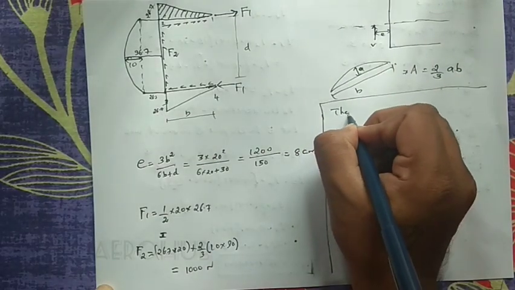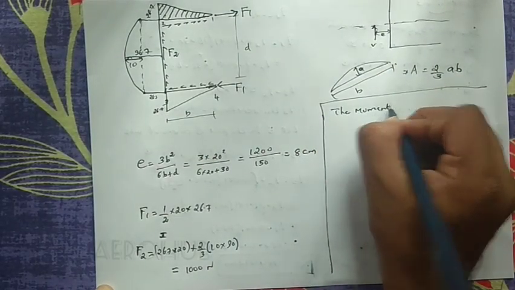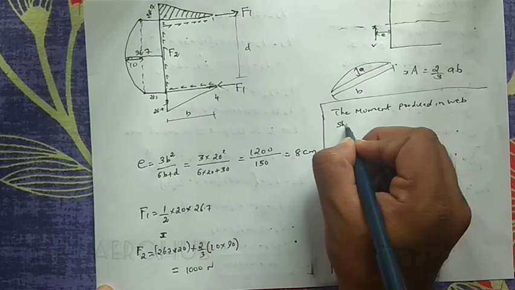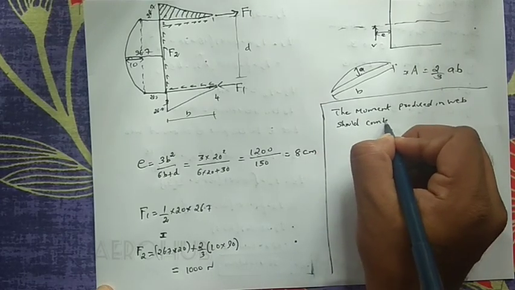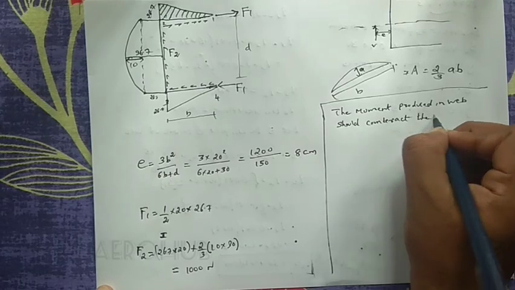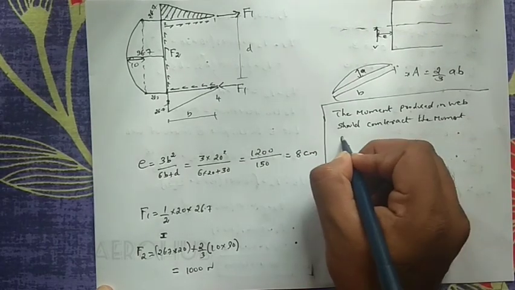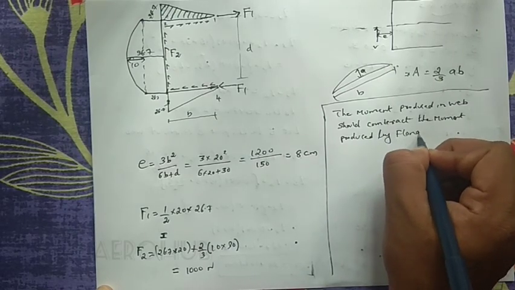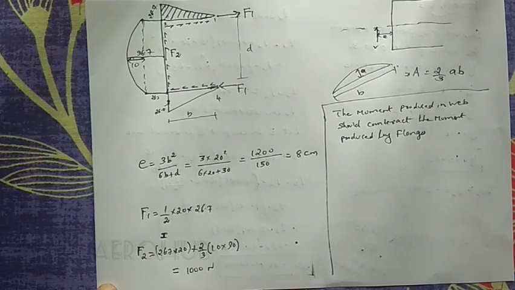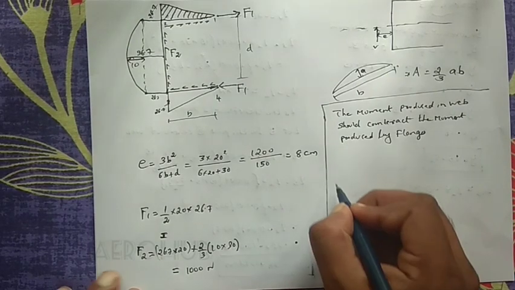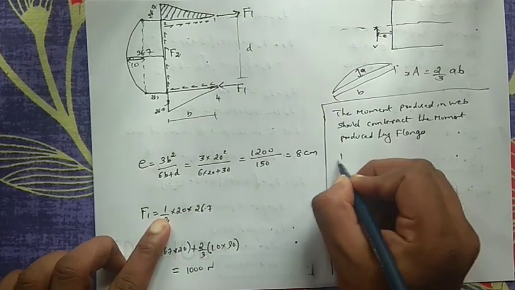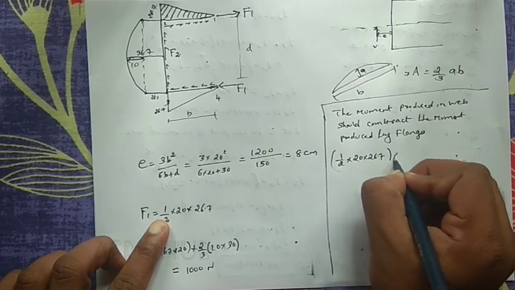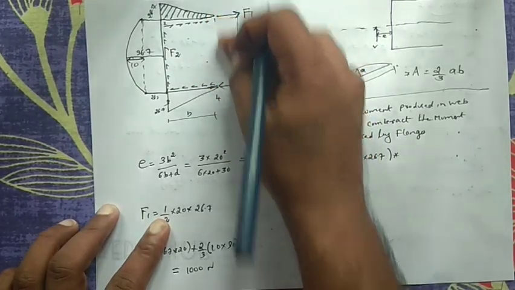The moment produced in web should counteract the moment produced by flanges. So here the moment produced by the flanges is nothing but the force, that is 1 by 2 into 20 into 26.7. This is the force, and the distance, the moment arm, is the total height of the web.